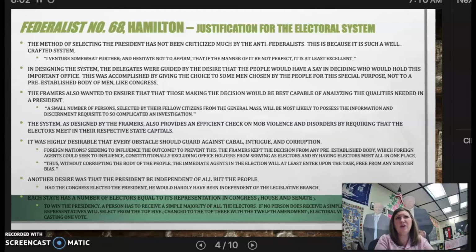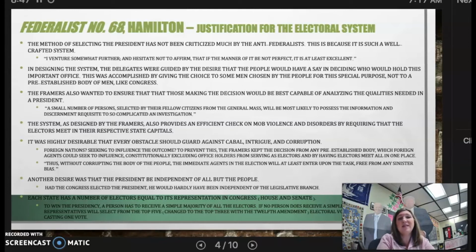Okay? It was going to be pre-established by bodies of men who would cast their vote, people who probably had already been elected to some other form of government. The framers also wanted to ensure that those making the decision would be best capable of analyzing the qualities needed in a president. The system, as designed by the framers, also provides an efficient check on mob violence and disorders by requiring that the electors meet in their respective state capitals to officially cast those ballots. And it was desirable that every obstacle should guard against corruption, and this is another layer of protection. And a desire that the president be independent of all but the people.